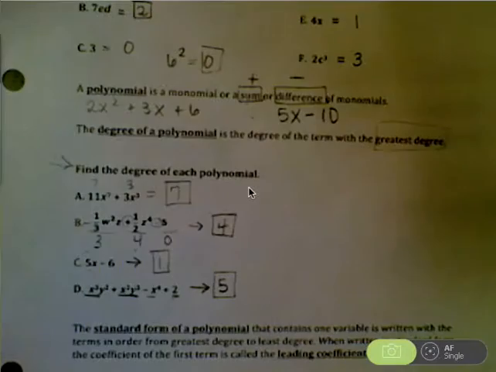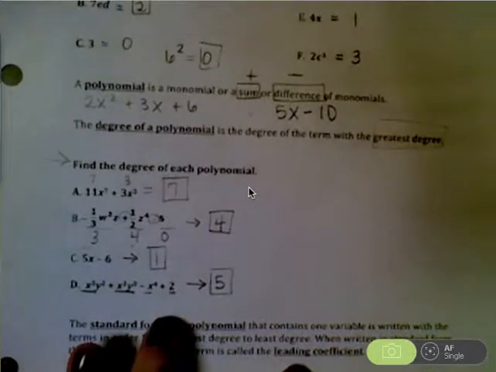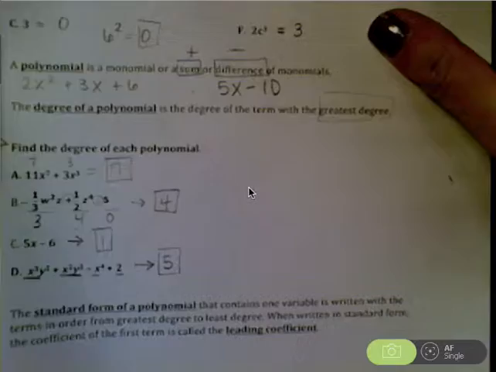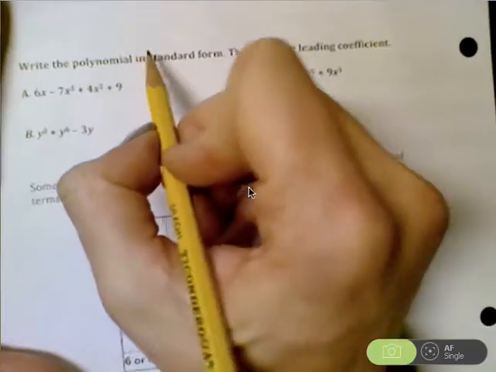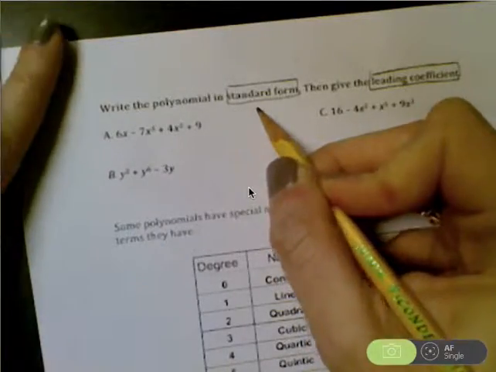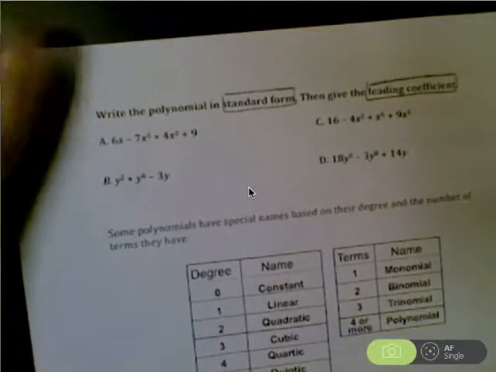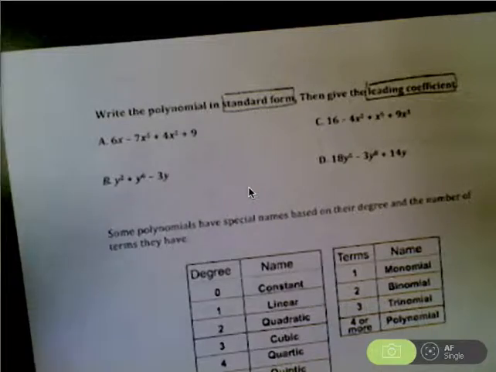Okay, the standard form of a polynomial that contains one variable is written with the terms in order from greatest degree to least degree. When written in standard form, the coefficient of the first term is called the leading coefficient. So we have 2 more vocabulary words here that you need to be familiar with. On the back side, you'll see the instructions say write the polynomial in standard form, and then give the leading coefficient. So you have to know what it means by standard form and what it means to give the leading coefficient. You always have to write it in standard form first, okay?